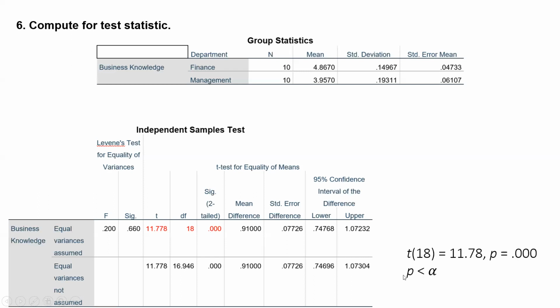And again, in reporting, you write there t, then open parenthesis, write there the df or the degrees of freedom inside, equals, then the t value. However, it's just rounded to 2 decimal places, 11.78, comma p. Ano po yung p dito, ma'am? Saan po siya? T, df, or si sig two-tailed po ba yan? Yung p natin, p value.